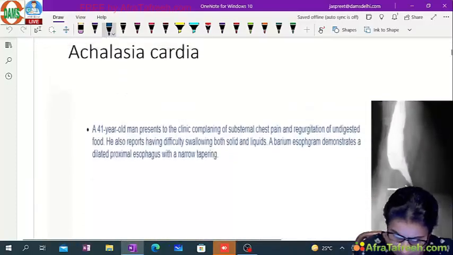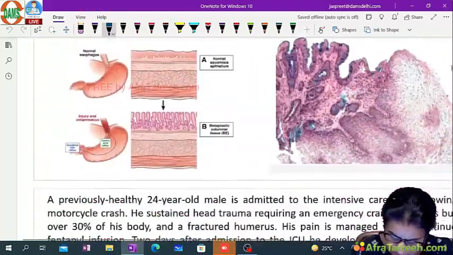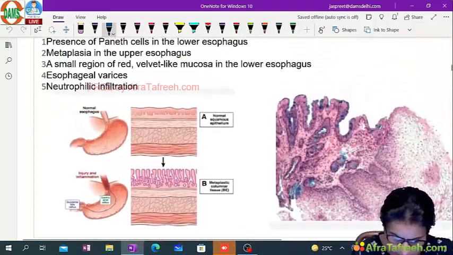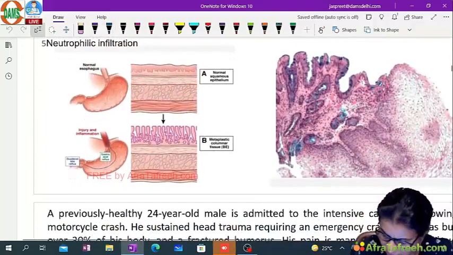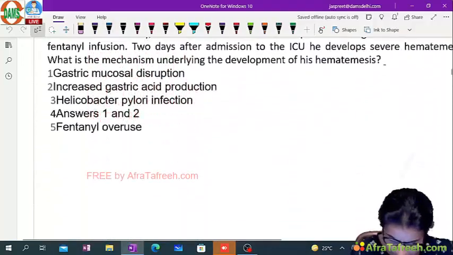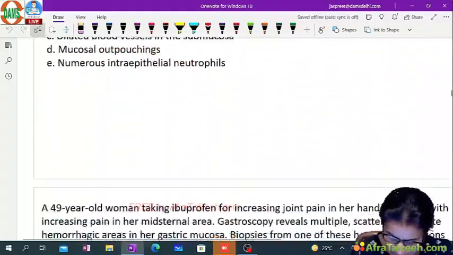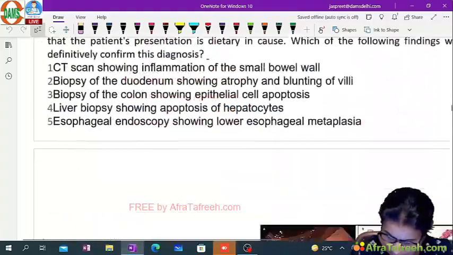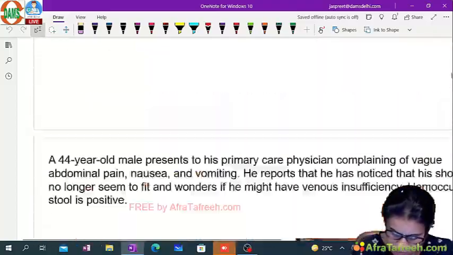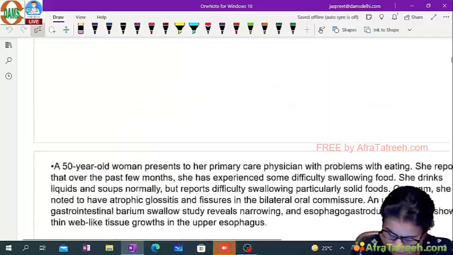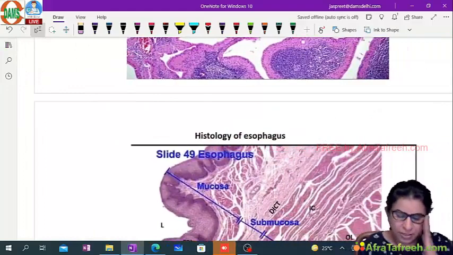Before this, I didn't show you the histology. Good evening, Adesh. I think I didn't show you the picture of histology. I had a picture. Okay, I have the right file.